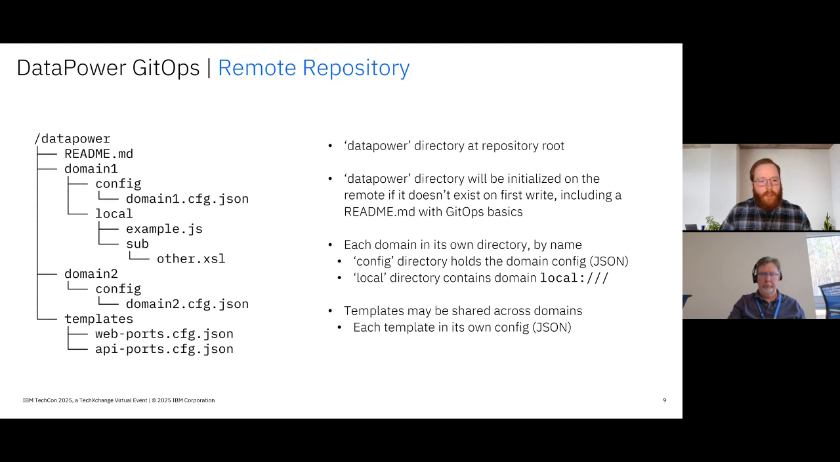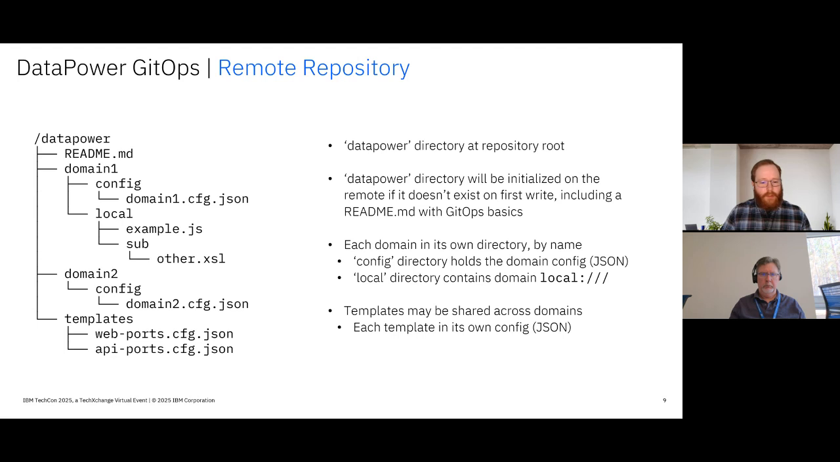Each domain gets its own directory, and within the directory for the domain, such as domain 1, you'll see a config and local. Those are essentially mirrors of what you would expect to see within your actual DataPower. The local file system here is an exact copy of what you would see in local on your DataPower. The config is, of course, a JSON version of the configuration. That might be a little different from your typical DataPower configuration format, but that is the format there.